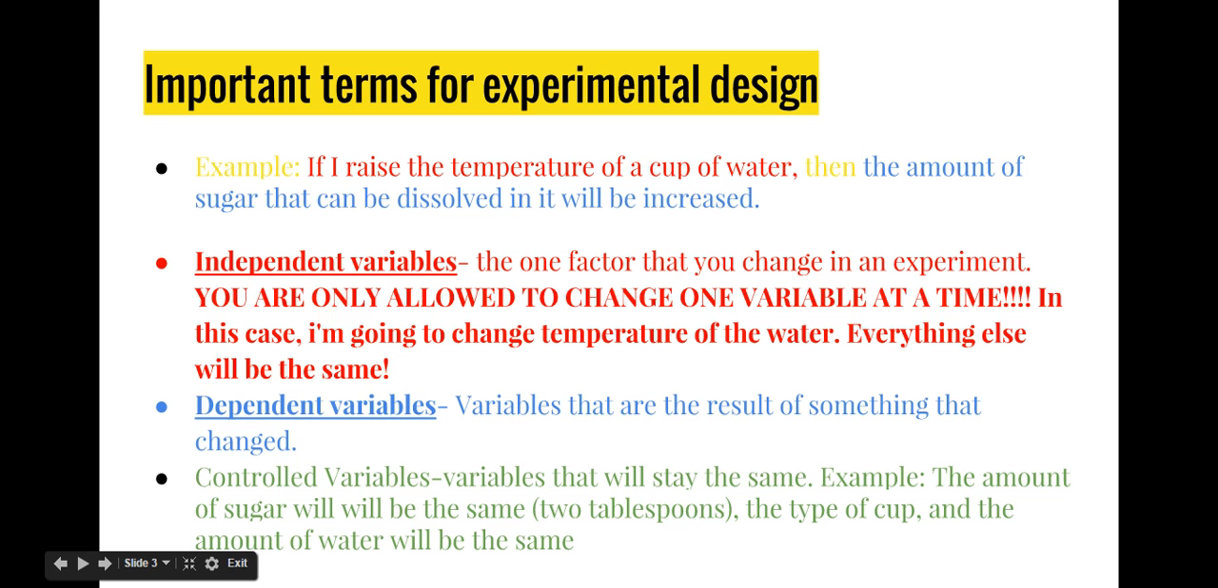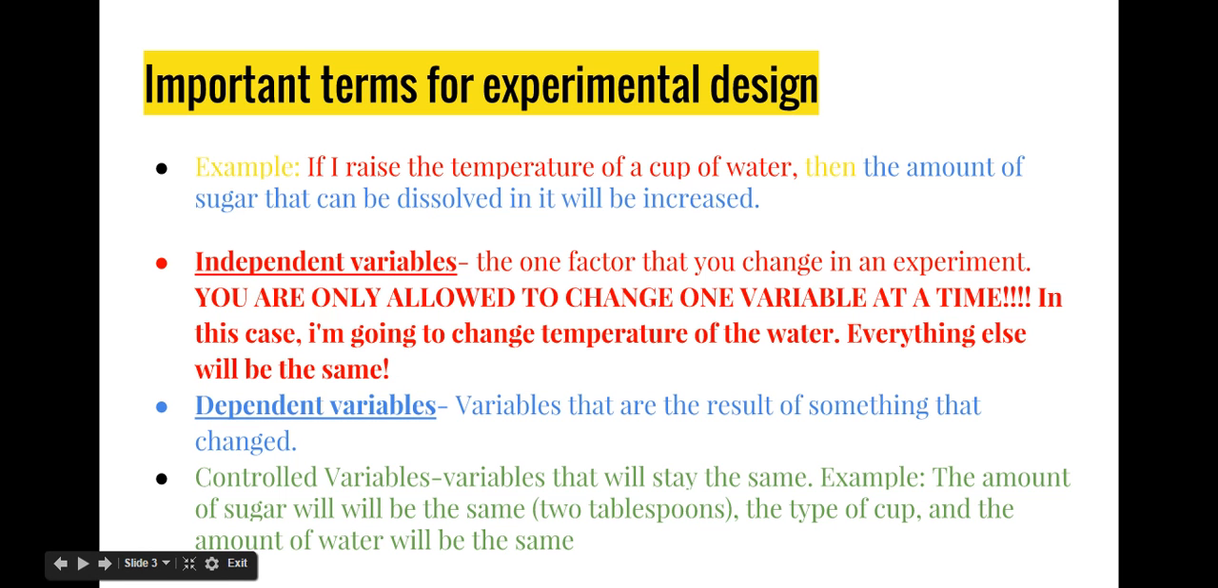All right, the next variable is the dependent variable. This is the variable that is a result of something changed. So in this case, I am changing the temperature of the water, and the variable that's going to be affected by that is the amount of sugar that will dissolve, which based on the temperature will increase. Notice that the dependent variable is in blue for you. Match it with the definition.